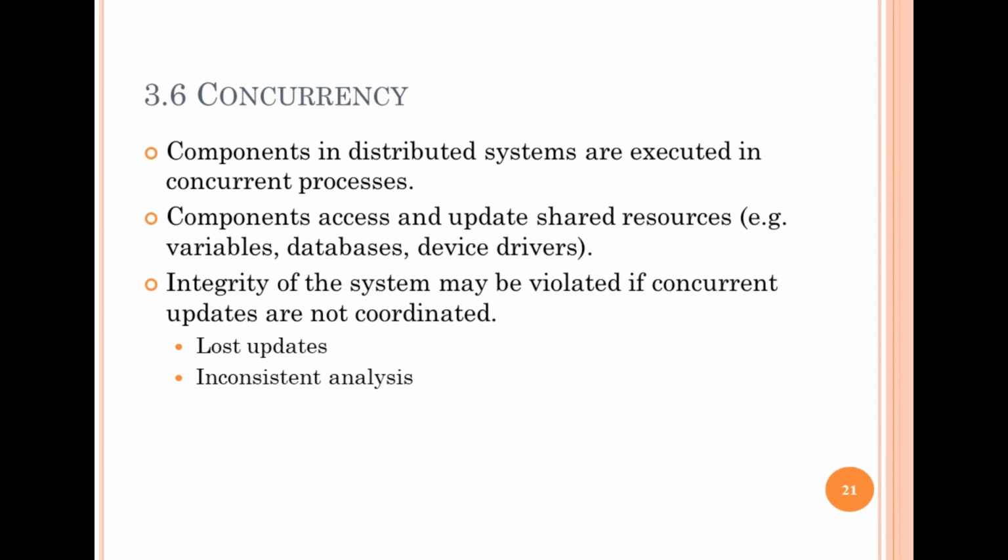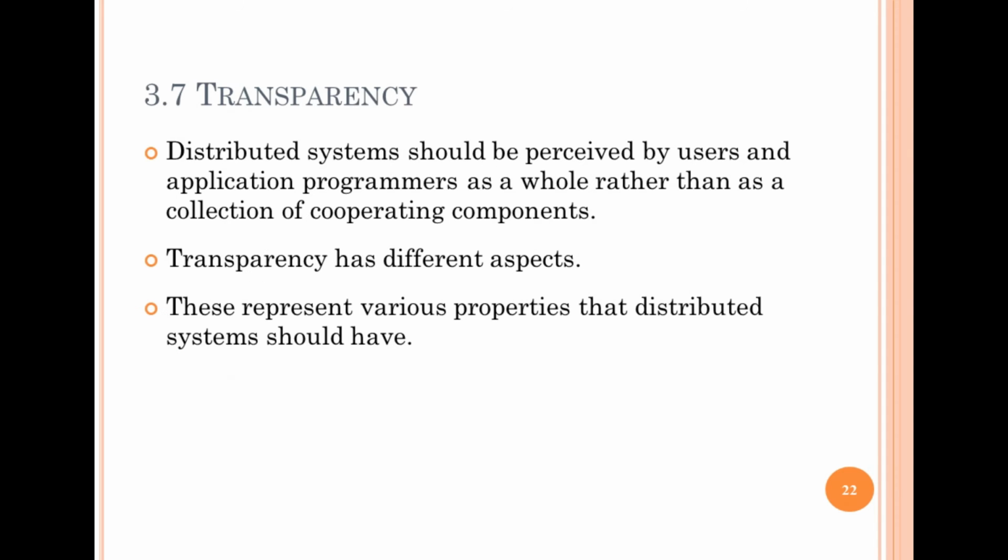Concurrency. Components in a distributed system are executed in concurrent processes. Components access and update shared resources, for example variables, databases, and device drivers. And the third one is that the integrity of the system may be violated if concurrent updates are not coordinated. There are a few points: lost updates and inconsistent analysis.